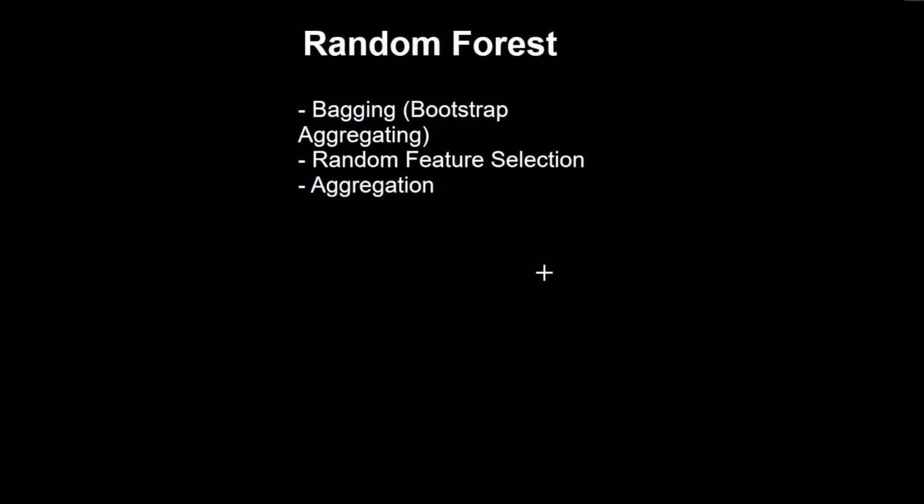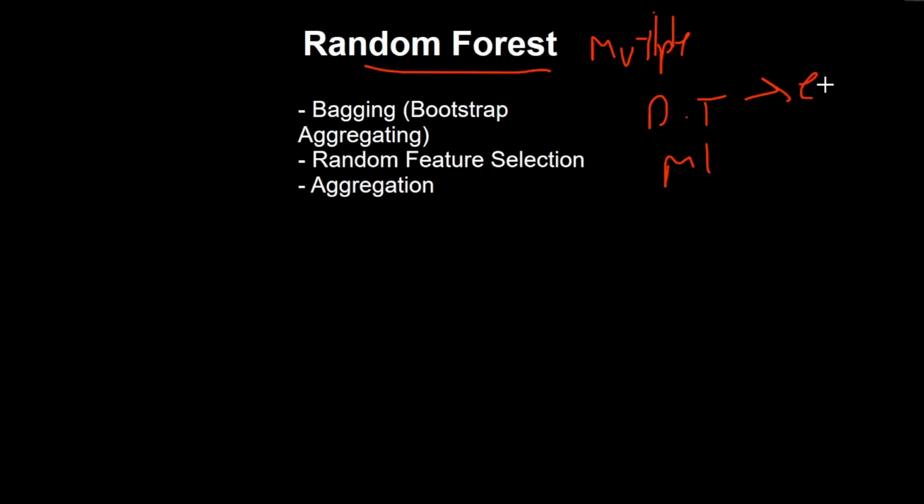Let's quickly see the overview of the random forest machine learning method. So random forest basically uses multiple decision trees. Just because it uses multiple decision trees, which are multiple individual machine learning models, they are called ensemble methods. So random forest is one of the ensemble methods. Let's see how this random forest works.